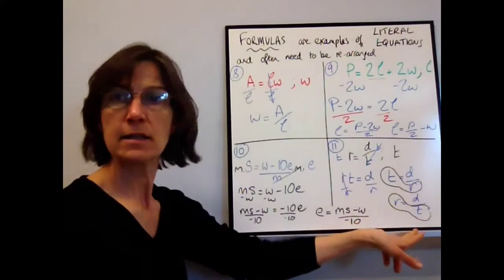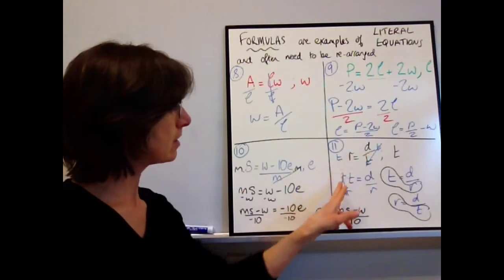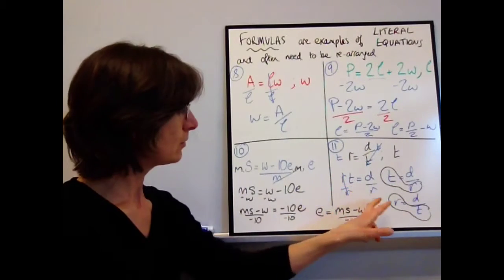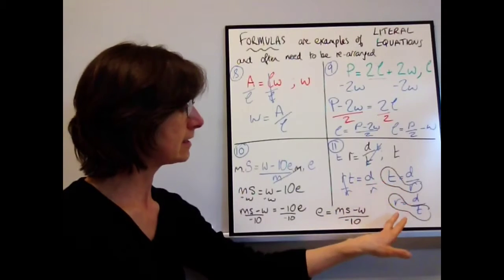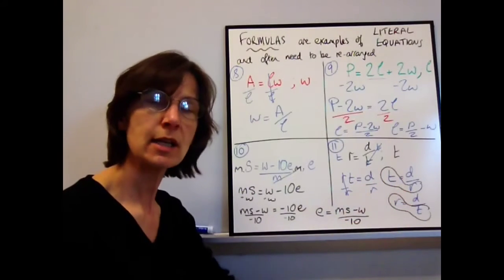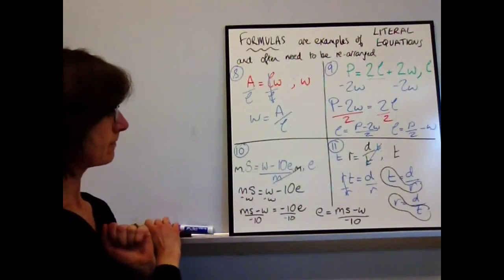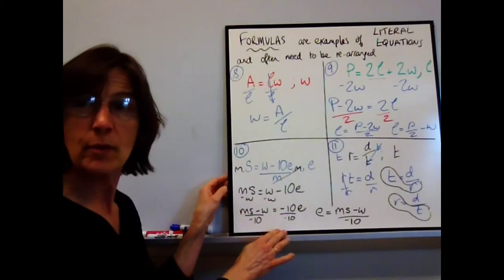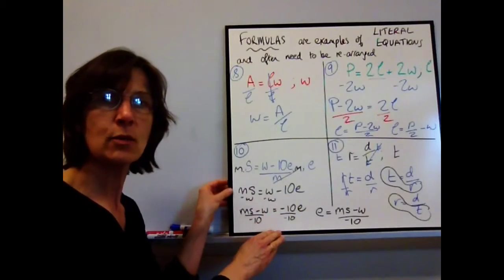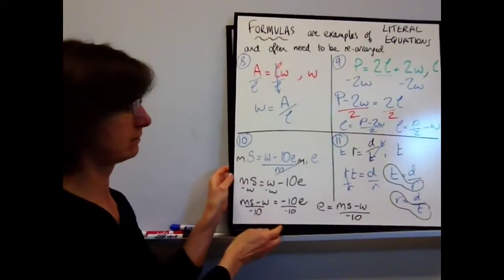The distance stayed in the same place, but after we did our two-step operation here, the t and the r just traded places. So that's interesting. And I think there might be a practice one that you could try a similar technique with. So this is what it looks like when we're rearranging formulas, which really is quite a frequent thing.